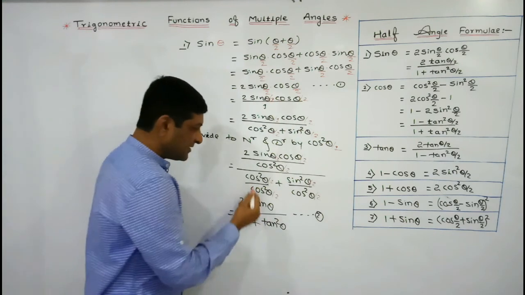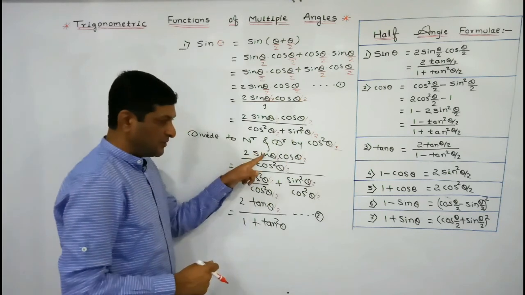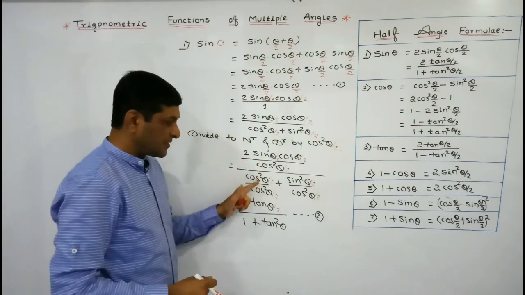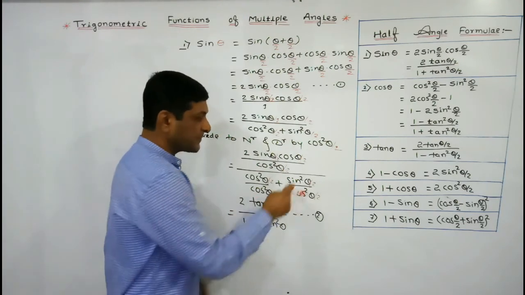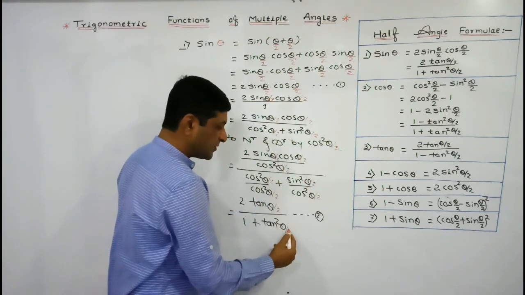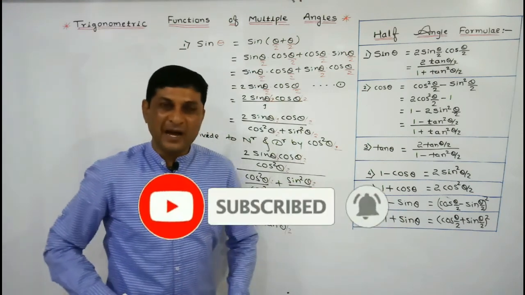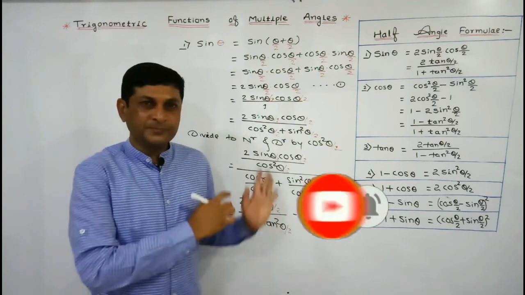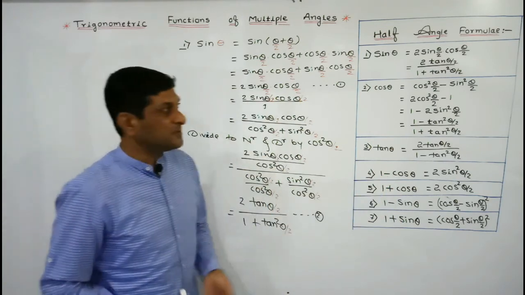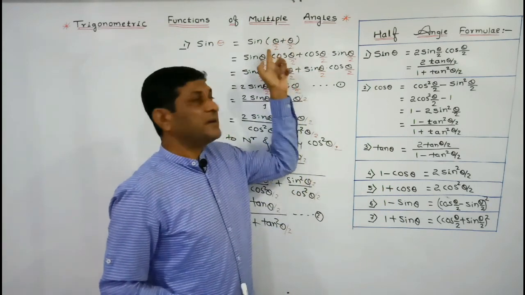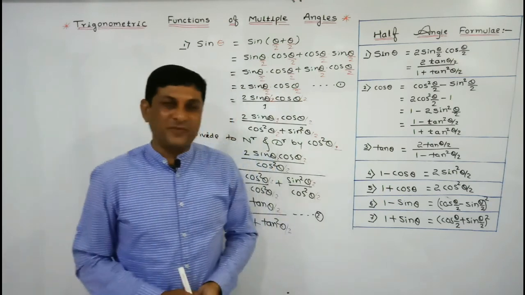So we will get here cos and 1 cos will get cancelled. So here we will get tan theta by 2, because sin upon cos will become tan. Here cos square theta by 2 divided by cos square theta by 2 will get cancelled, we will get 1. And sin square theta by 2 divided by cos square theta by 2 is tan square theta by 2. Hope the idea about how to prove the half angle formula is now very clear to you. Just simply we have to replace theta by theta by 2. You will get the proof of half angle formulas.